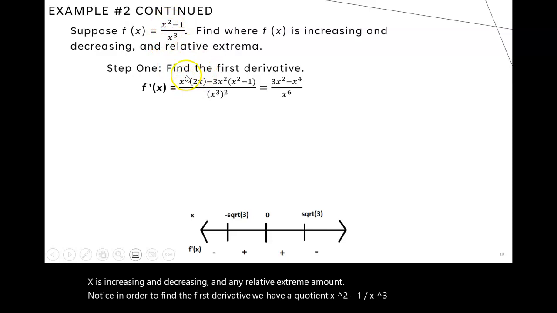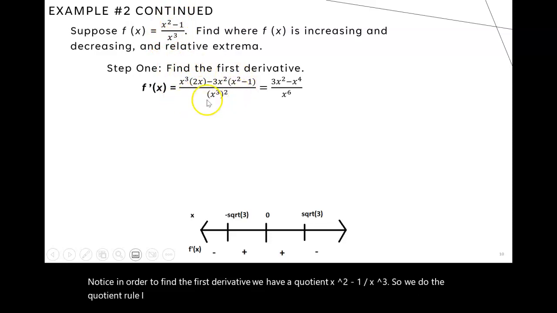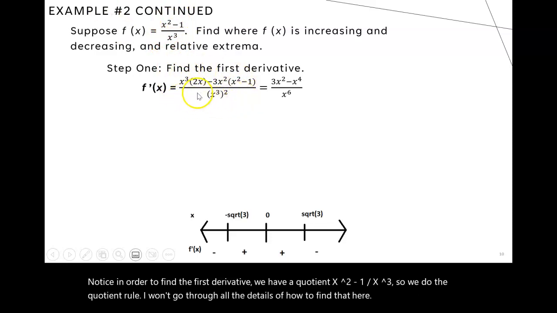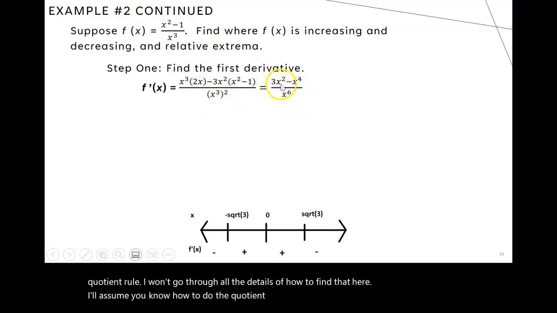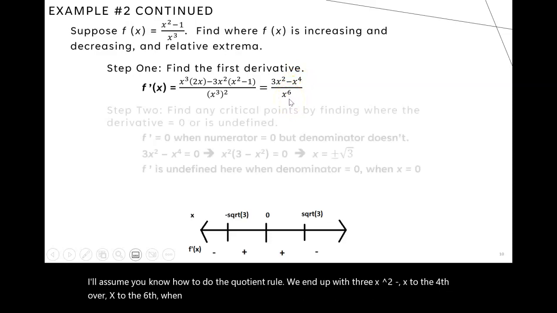So we do the quotient rule. I won't go through all the details of how to find that here. I'll assume you know how to do the quotient rule. We end up with 3x squared minus x to the 4th over x to the 6th when we simplify.